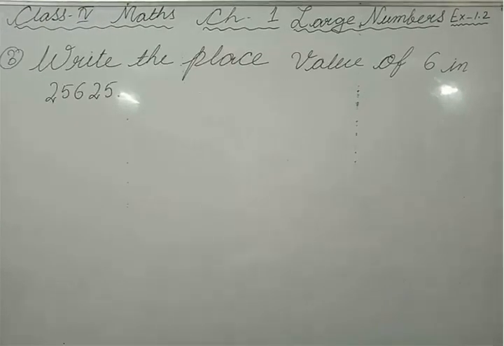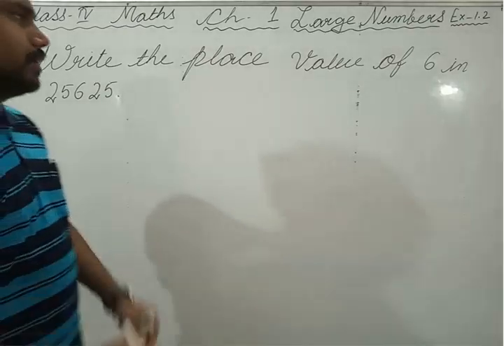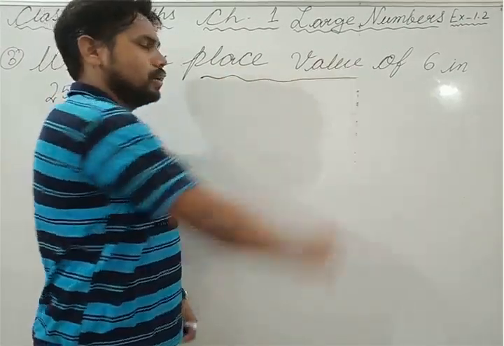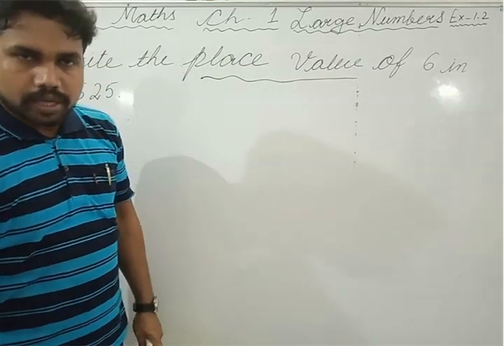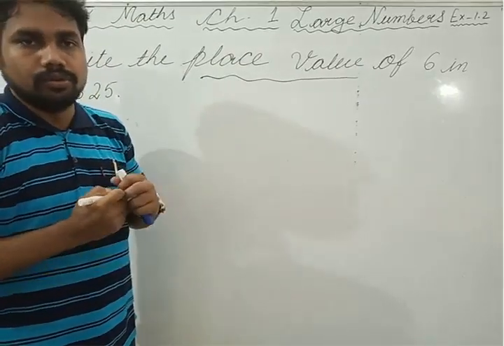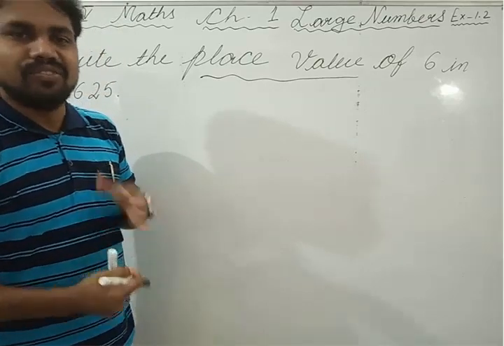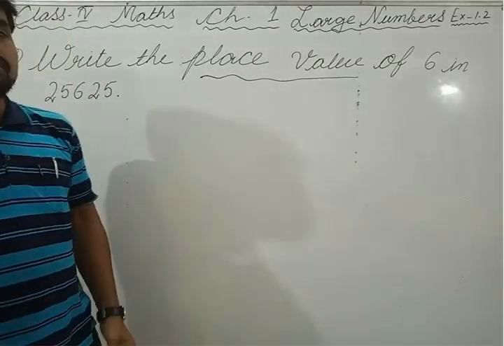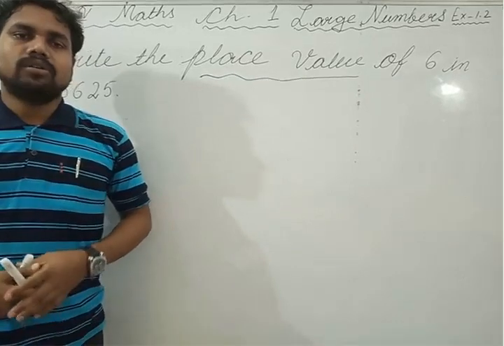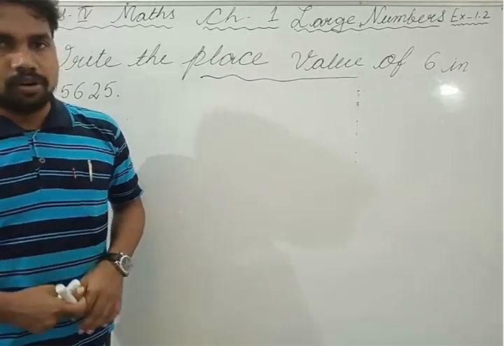The next type of problem is related to place value. There are two types of values we normally know: the place value of a number and the face value of a number. So let's discuss first the place value and the face value of a number.